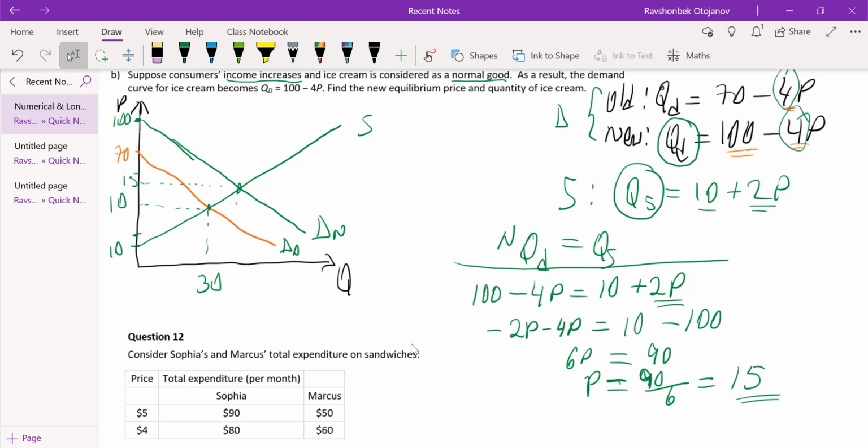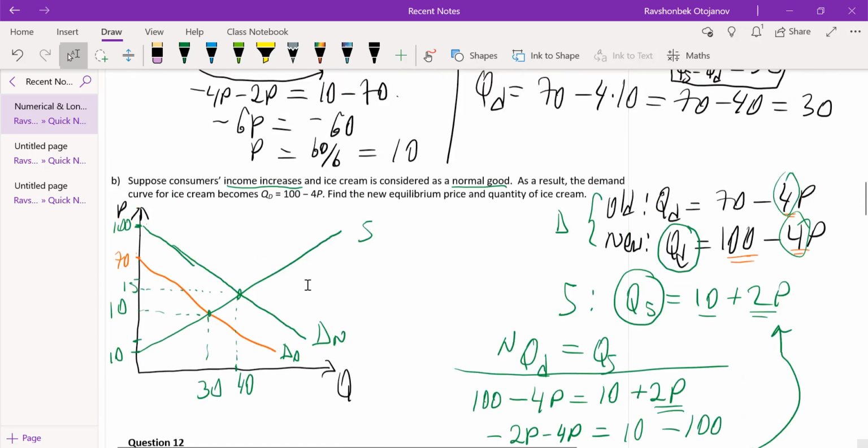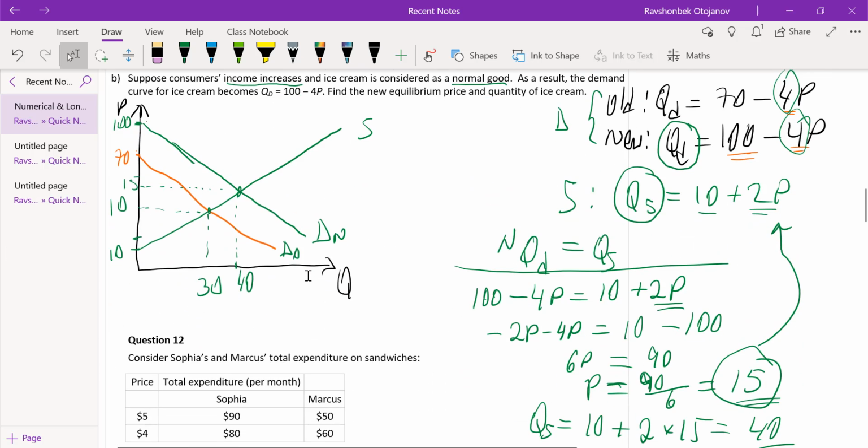Next, quantity now. What do we need to do here? We will just have to put this P, the new price, into either of these equations. So I'll just pick the supply equation this time. Moving down here a little bit, I have to clear the space later. Quantity supplied is then 10 plus 2 times 15, so that's basically 30, 40. So the new equilibrium quantity is 40. So that's the solution. Yeah. So the new equilibrium price is 15 and quantity is 40.